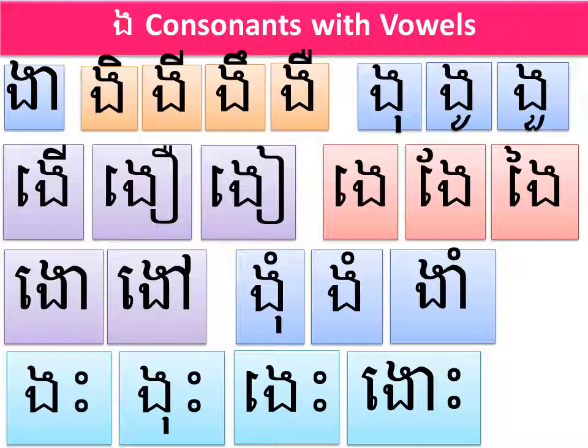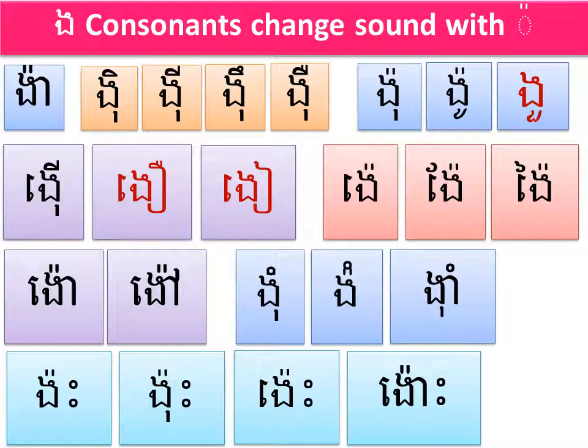Okay, it's because ngô is the O consonant. So we put the mouse tick, we put the sign to change the sound of the consonant. So when we change the sound of the consonant, the vowel becomes the original vowel. Like, okay, I read it.